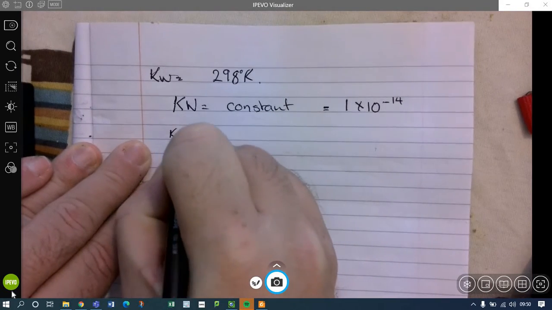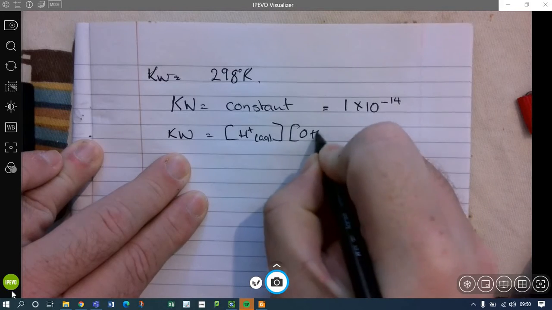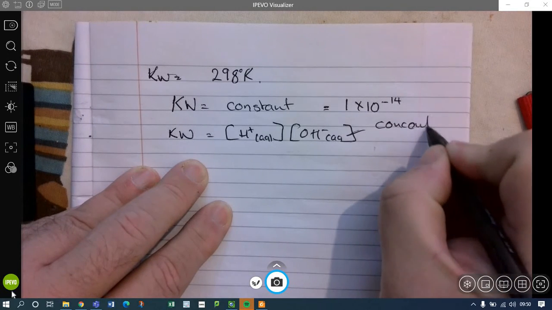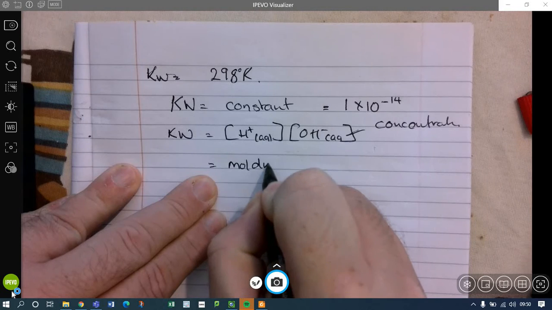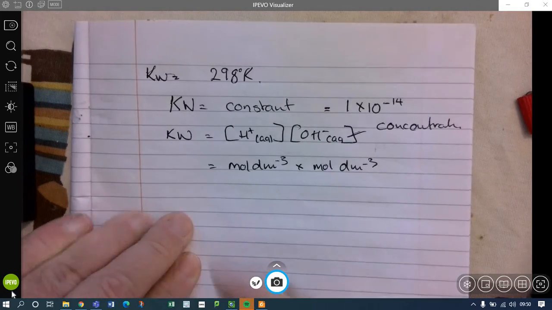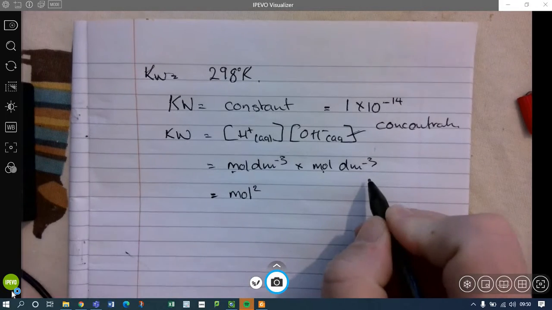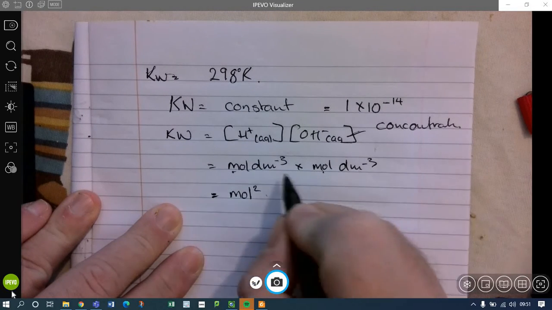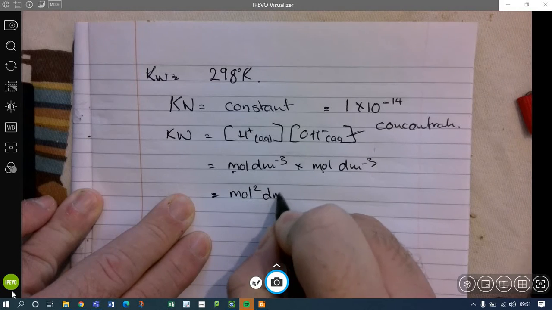Basically what I want you to do, because you were thinking about this, you've got H plus aqueous times OH minus aqueous. Now remember, square brackets means concentration. Concentration itself is measured in moles per decimeter cubed, so that's moles decimeter to the minus 3, times moles decimeter to the minus 3. So that's going to equal moles times moles is moles squared. Decimeters to the minus 3 times decimeters to the minus 3 is, remember when you multiply indices, you actually add them. Adding two negative numbers makes it more negative, so it's decimeters to the minus 6.